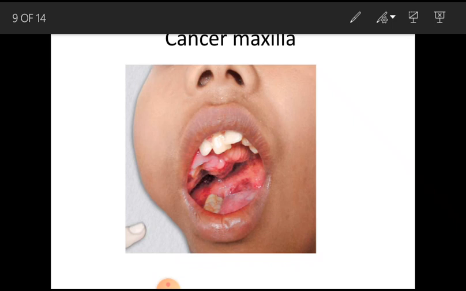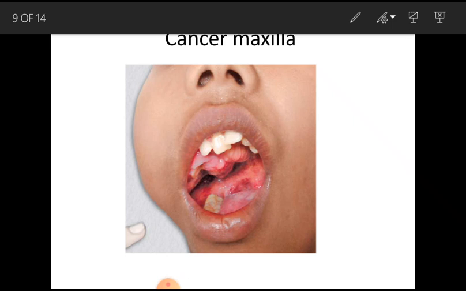The maxilla is a cavity, a paranasal sinus. This mass rising from the mucous membrane of the cavity is a fungating mass. Microscopic picture: adenocarcinoma, which is most common, arising from the antrum, while squamous cell carcinoma arises from the palate, gum, teeth, and stalk.